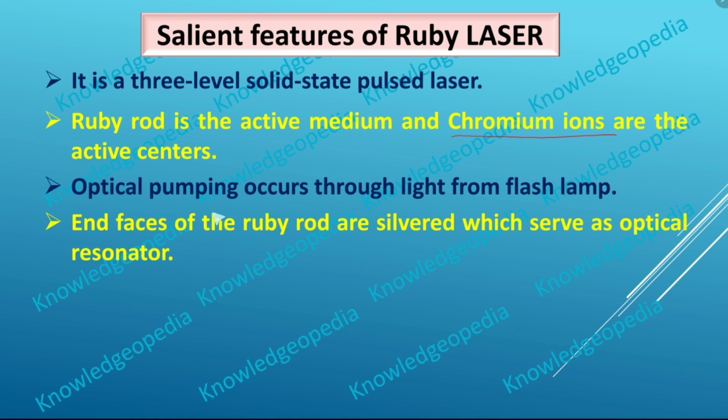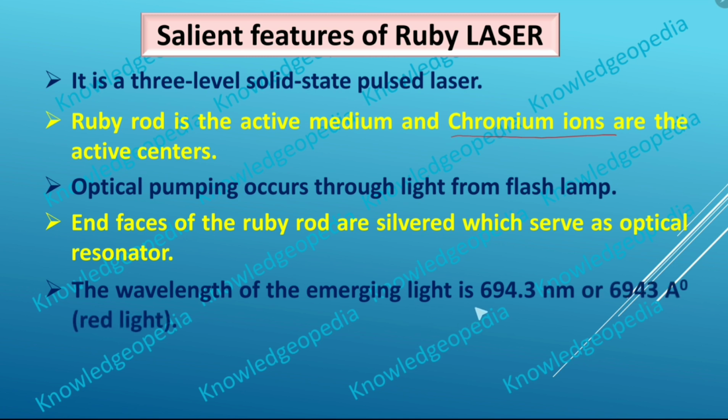What type of pumping occurs in case of ruby laser, and what are the parts of ruby laser which act as optical resonator. The wavelength of the emerging light is 694.3 nanometer or 6943 angstrom, that is red light. You may get fill in the blanks type questions over here. If it is asked in nanometer, you write it as 694.3. If it is asked in angstrom, then it is 6943 angstrom.